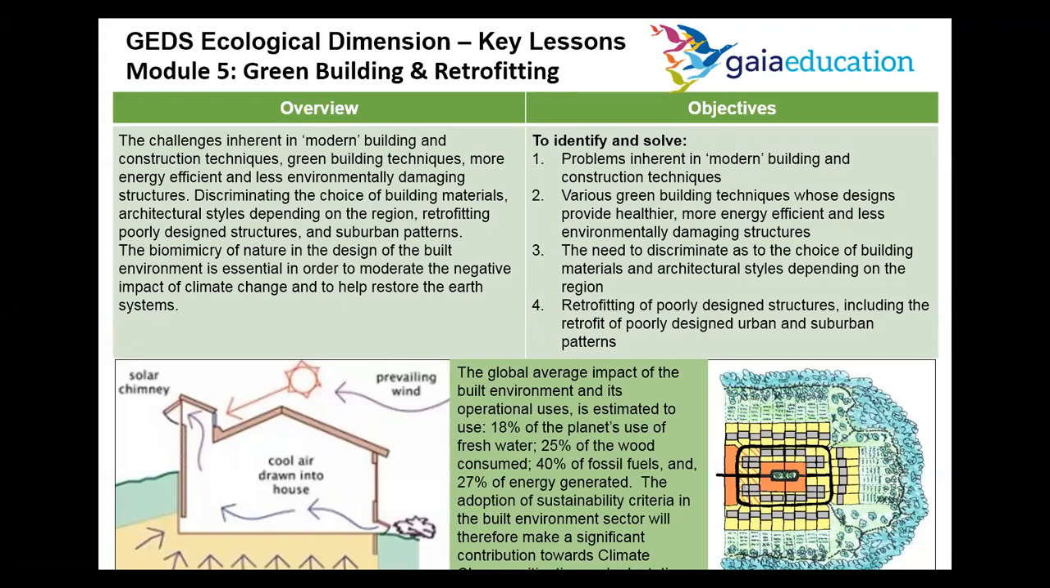So the built environment is estimated to use 18% of the planet's use of fresh water, 25% of the wood consumed, 40% of fossil fuels, and 27% of energy generated. So it's critical that we try to reduce the ecological footprint or carbon footprint of the built environment. There are many ways that we can go about this, as we shall find out in the presentation. At this point, I'm going to hand over to Jacqueline, and she's going to get going with the first couple of slides.